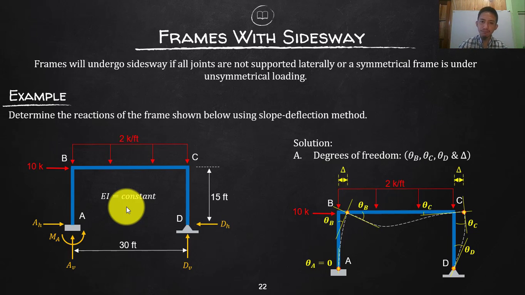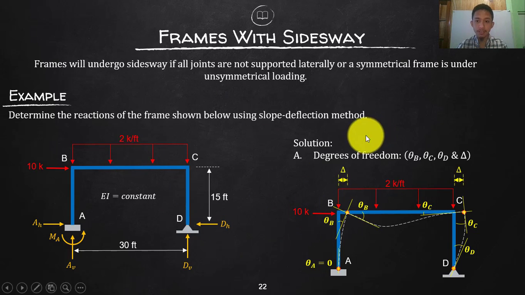Okay. So again, the same example. We'll be dealing with your degrees of freedom. Determine or identify your degrees of freedom. At joint A, no translation, no rotation, so theta A there is 0.